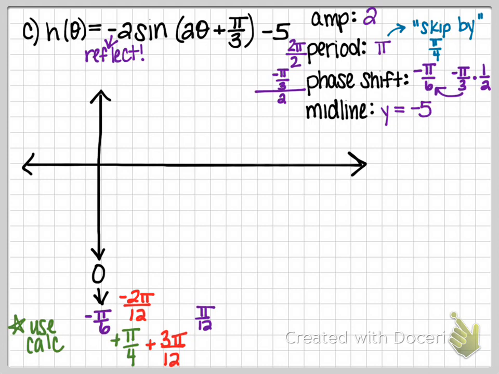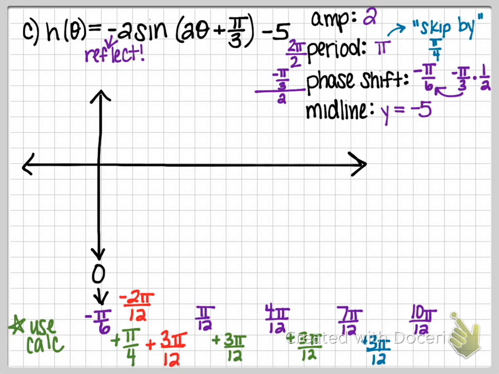And then I will add 3 pi over 12 again. 1 pi over 12 plus 3 pi over 12 gives me 4 pi over 12. Plus another 3 pi over 12 gives me 7 pi over 12. Plus another 3 pi over 12 gives me 10 pi over 12. So then we'll just go through and simplify these guys.